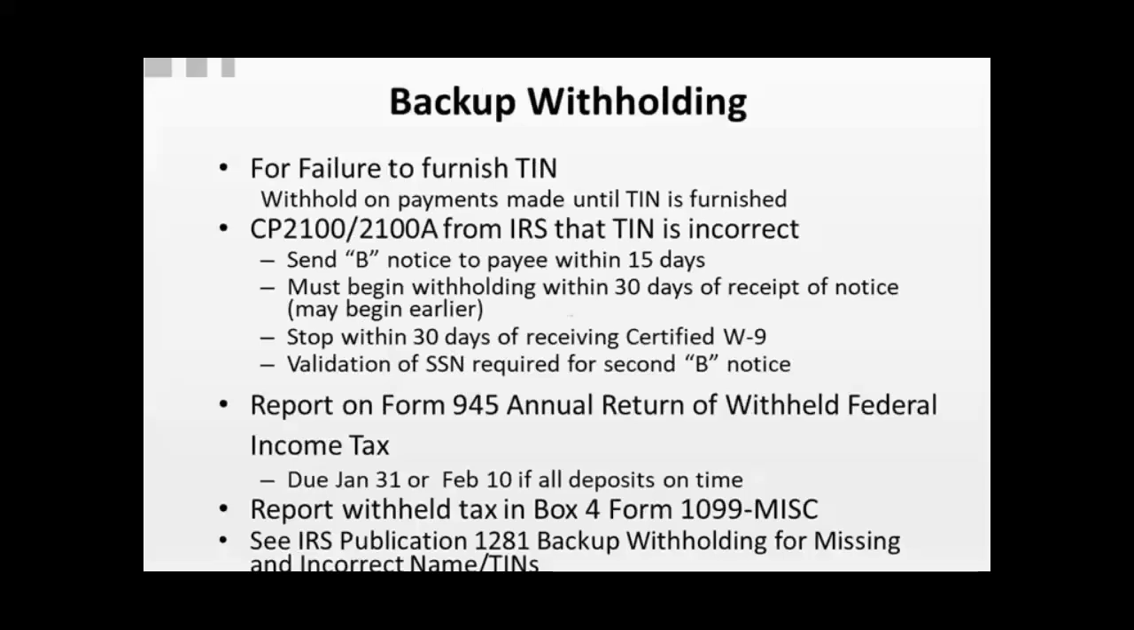You may begin earlier. Stop within 30 days of receiving a certified W-9. It has to be signed in that case. And validation of the Social Security number is required for the second B notice. You report the withholding on Form 945.